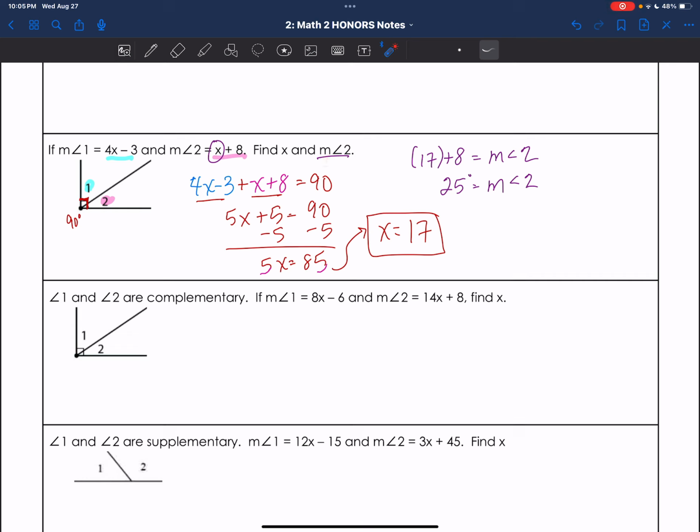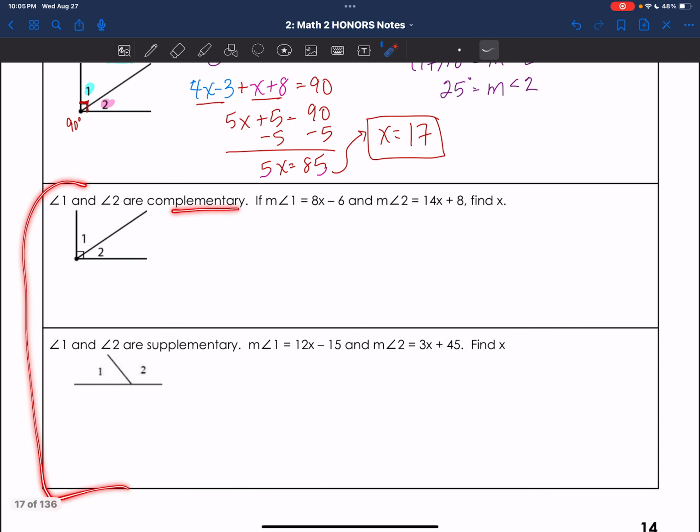So to find x, I know there's a right angle here. So I know this plus this is going to equal 90. So then I added those together, and I got x equals 17. Now that I know x is 17, I'm looking for the measure of angle 2. So I'm going to plug in 17 for x, and that's what I did right here, plus 8, and you're going to get 25 for the measure of angle 2, 25 degrees. All right, go ahead, and I want you to try those two. Complementary, remember, is 90. Supplementary is 180, and it's just asking you to find x.